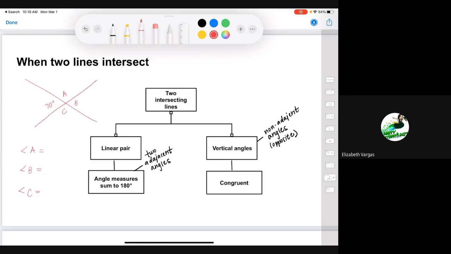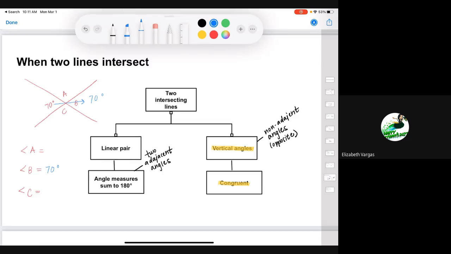Well, I know that this angle is equal to 70. So what I can go ahead and do is I can derive from that my opposite angle, angle B, would also be equal to 70. Why? Because my vertical angles are congruent. But what about my other missing angles? Can I find the missing angles measures?